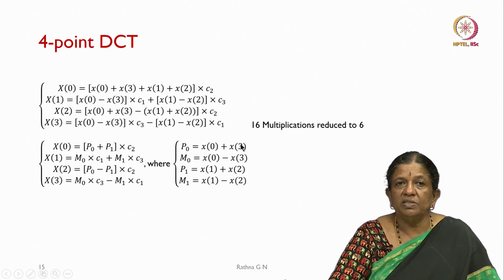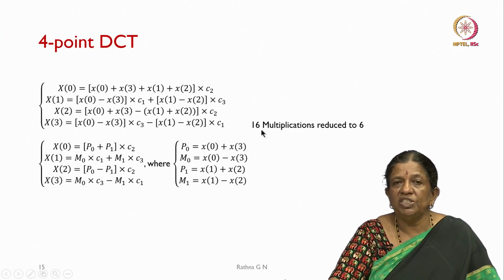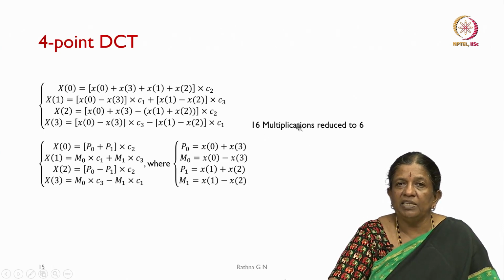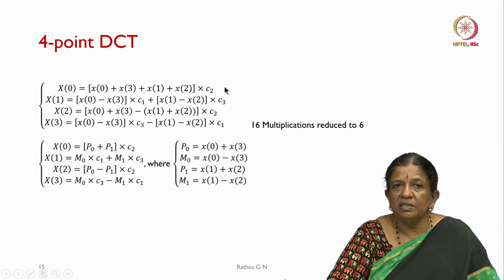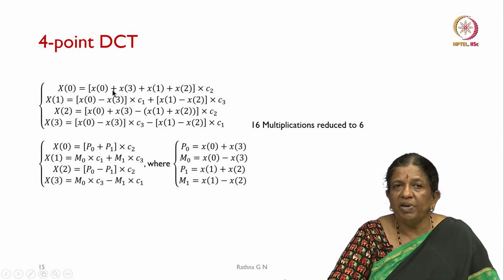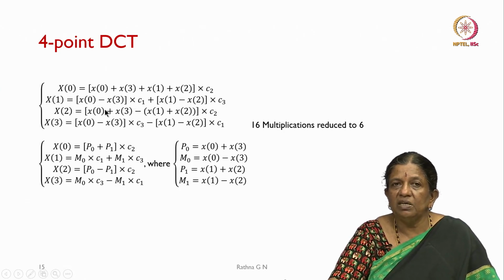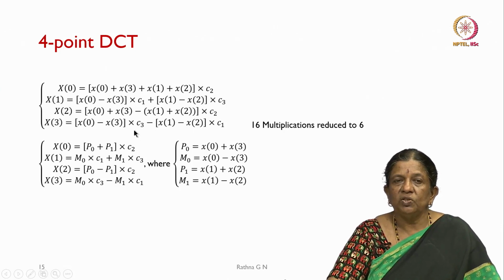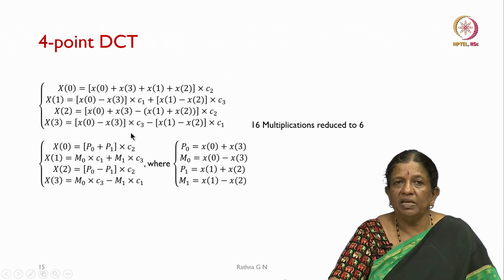So, now what happens? Originally, because it is a 4 by 4 matrix, we need 16 multiplications. What we can reduce this to is 6 multiplications, that is 1, 2, 3, 4, 5 and then 6. So, we have reduced from 16 multiplications to 6 multiplications, but addition is going to remain the same. So, now we will see how we will represent the intermediate products.